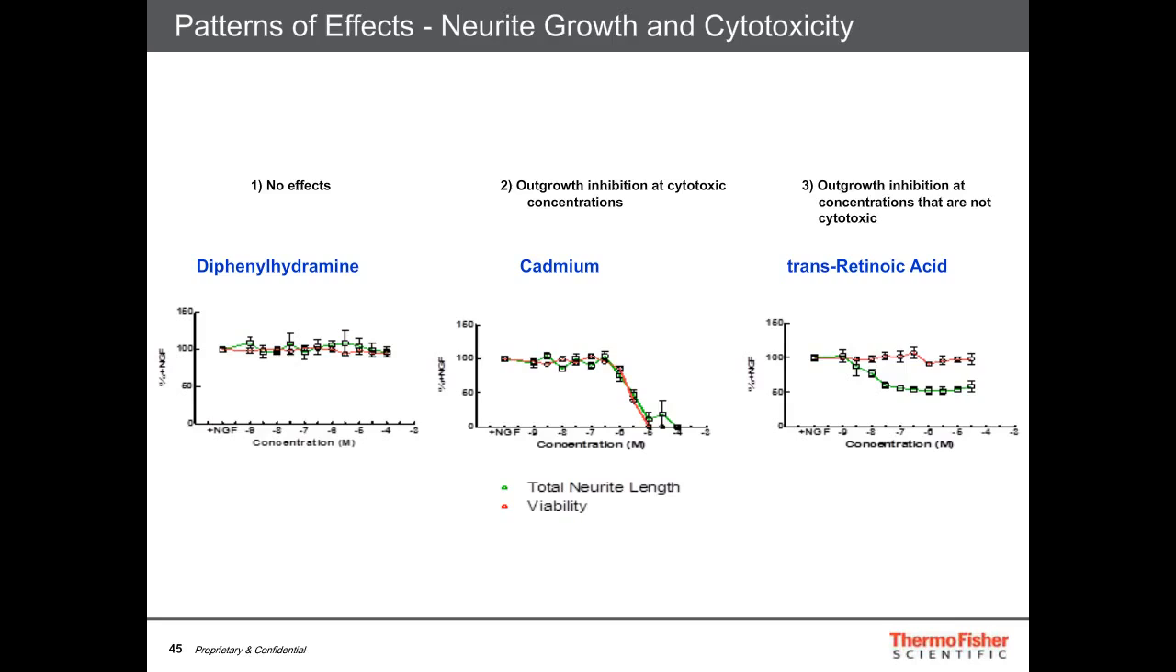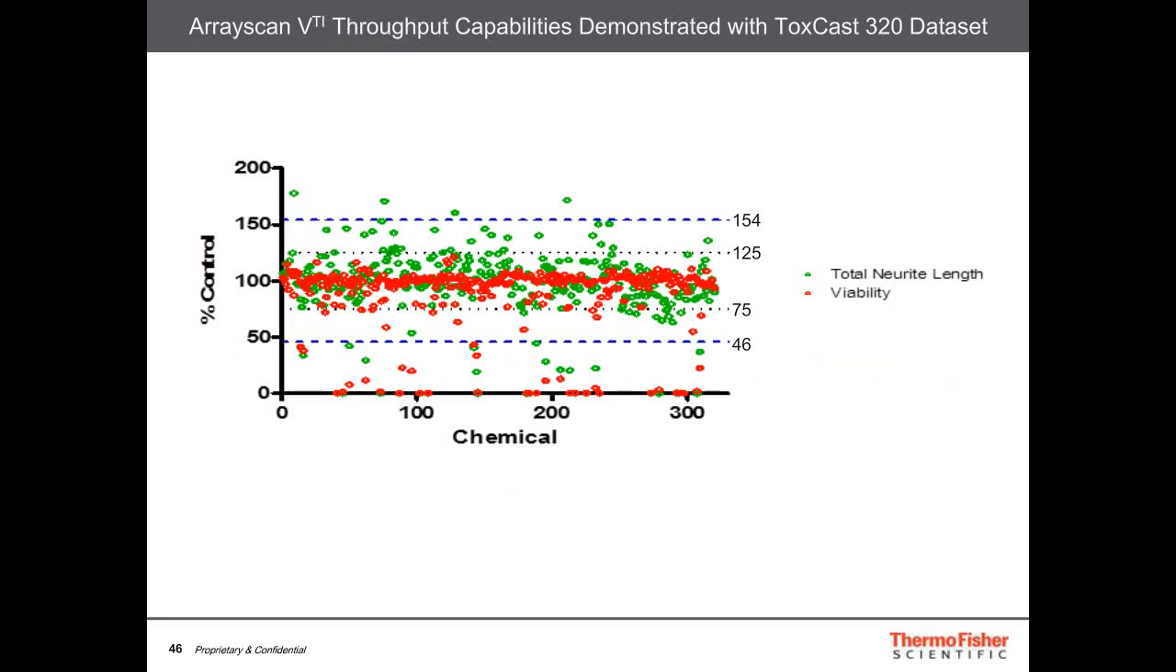And then finally, the compounds that were of most interest are shown here on the right. These are compounds that inhibit neurite outgrowth at concentrations where we do not see any change in cytotoxicity. And here you can see at concentrations very low, in the nanomolar range, we see this dose-dependent decrease in transretinoic acid. Transretinoic acid is the active ingredient in Accutane. It's a known developmental neurotoxicant, so it was reassuring that we were able to see this positive effect.